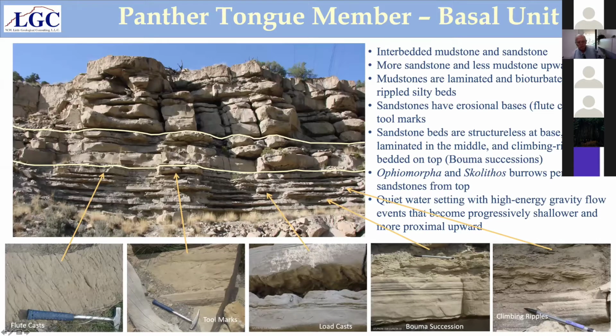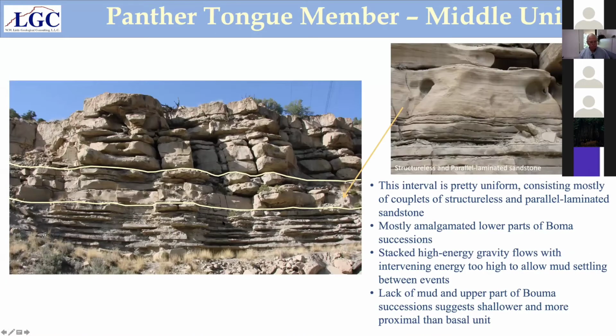Okay, moving up into the middle unit. The middle unit is much more uniform. Notice that there's a little bit of mud in here, but not a lot. It's primarily sandstone. These sandstones in the middle unit, you can see it in the upper right photo, are a lot like the sandstones that are in the bottom unit, except they tend to not have the upper part of this ripple. They tend to go back and forth. Right here you can see a structureless sand and a parallel laminated sand up above it. And so we have these couplets of structureless and parallel laminated sand.